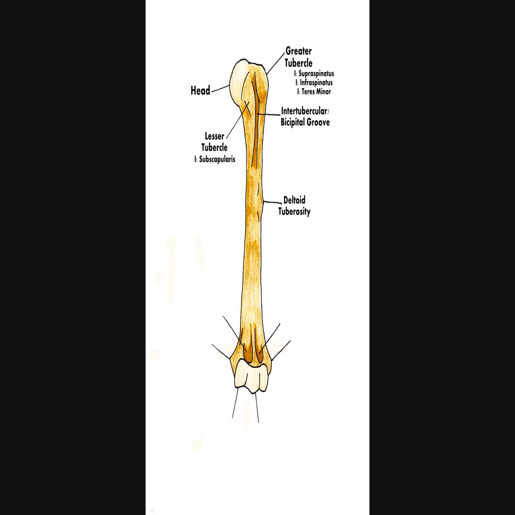Okay, the next one we have is pretty simple. It's named after the muscles that insert there. It is called the deltoid tuberosity. I wish everything were named that easily, huh? Deltoid tuberosity, where the deltoids insert. So anterior deltoid, middle deltoid, and posterior deltoid, all three of those insert onto the deltoid tuberosity.